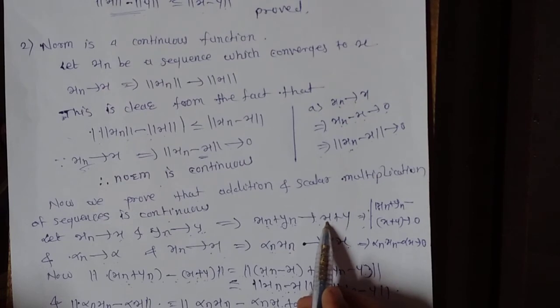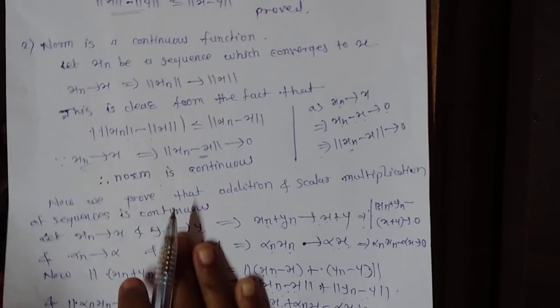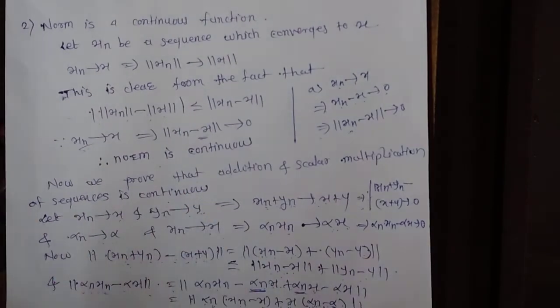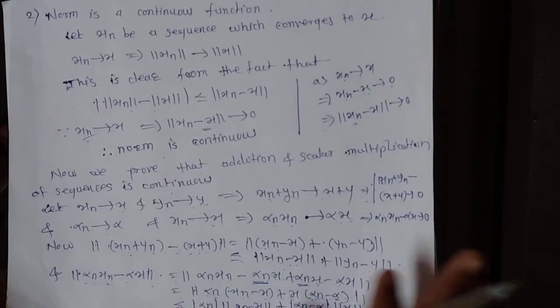Now let alpha n be any sequence of scalars from that space. Alpha n is what?